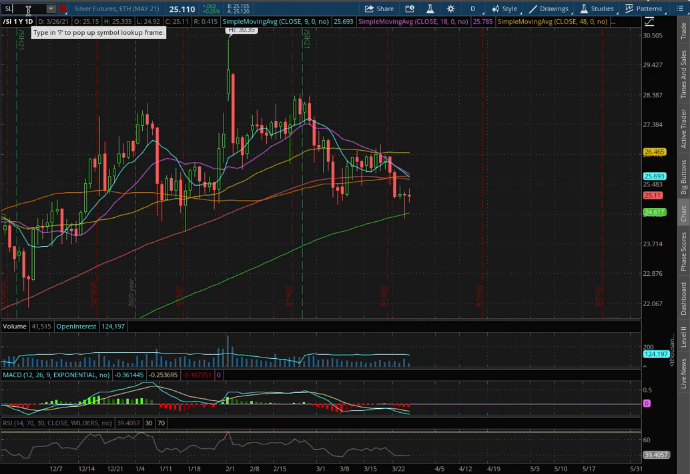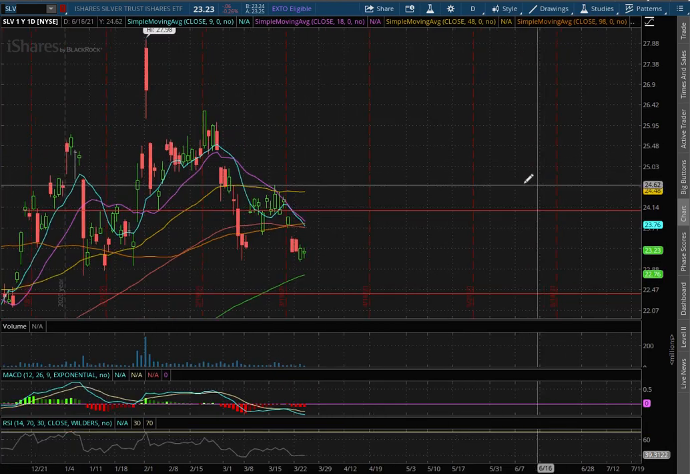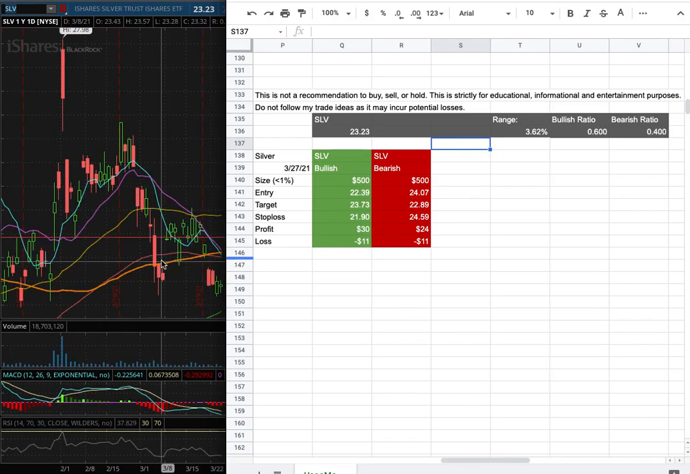As for the trade idea of the week, I'll be trading SLV, and my position size for it is less than 1% of my portfolio. My long entry is at $22.39, my sell target is at $23.73, and my stop loss is at $21.90.